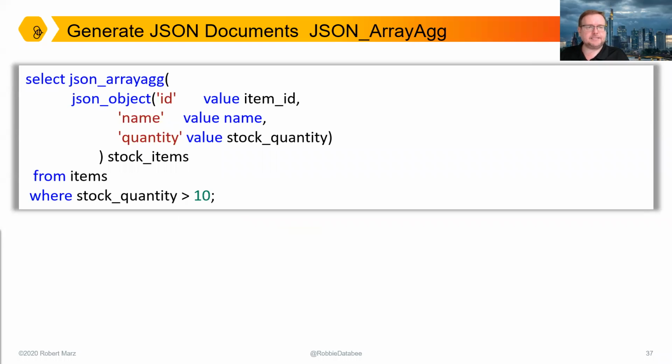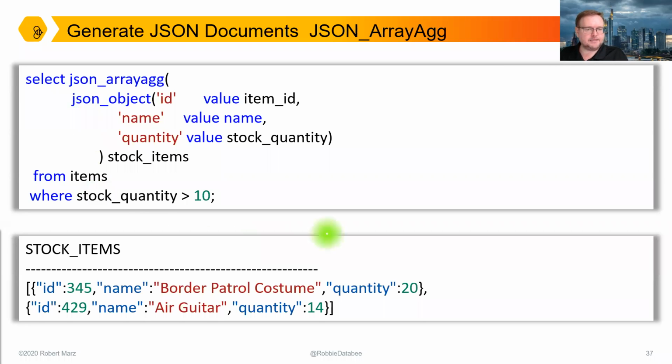And I can nest those functions. So I can say JSON array egg and call JSON object inside. And then I will get a single JSON document which has aggregated the values of all those lines returning from my query here. And because this is an aggregate function, I will receive only a single line. And again, you can nest those functions as you wish and use them to generate complex JSON documents from your SQL queries.